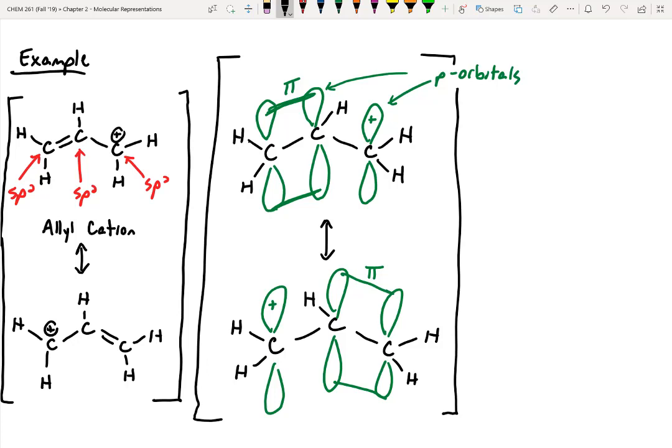So it's sharing between the two carbons on the left side? Yep, so the positive charge could be either on the left-hand carbon or on the right-hand carbon. It's a little confusing to think about, but it means that each carbon is sharing that positive charge. It doesn't belong to either one.